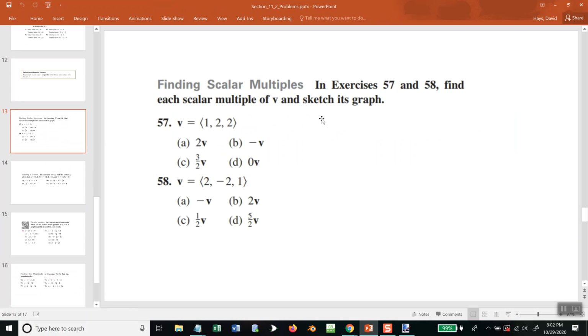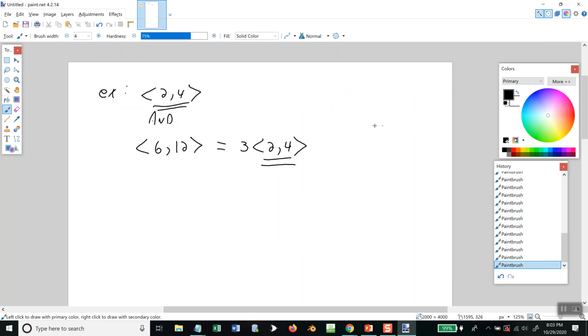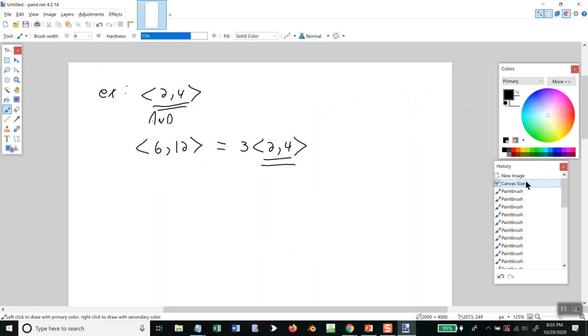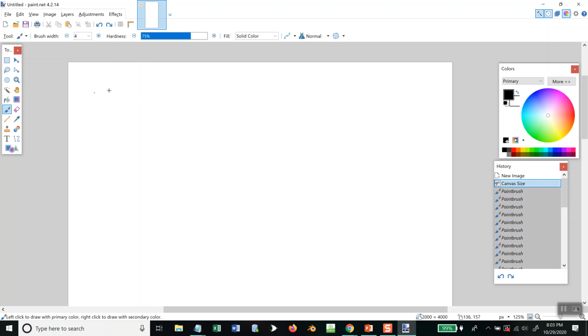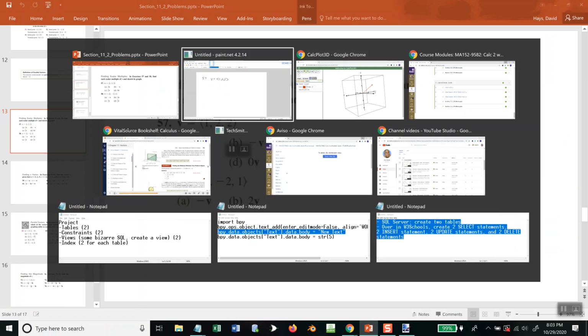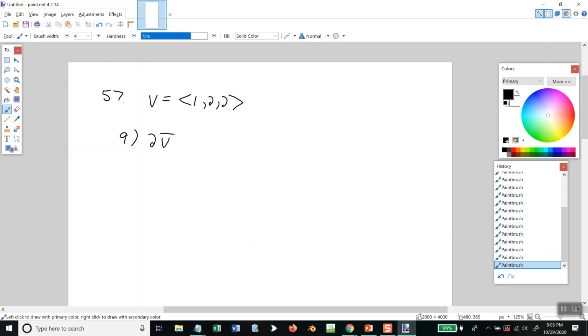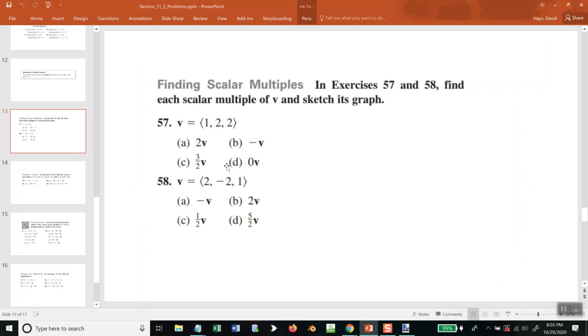Okay. It says find each scalar multiple of v and sketch its graph. If you want to sketch it on that, I would actually recommend sketching it to get used to using that tool. Let's take a look at 57, at least a couple of them. Look at that one and C, I guess.